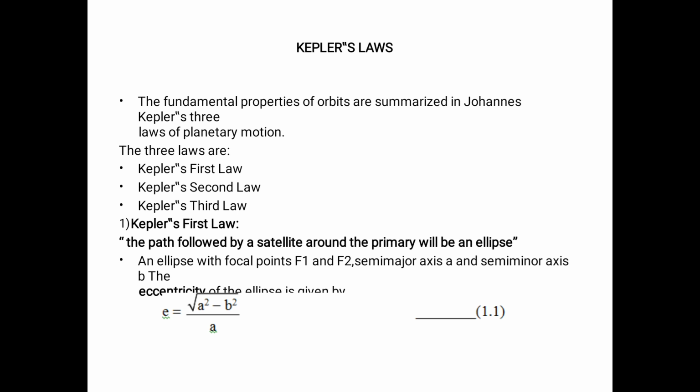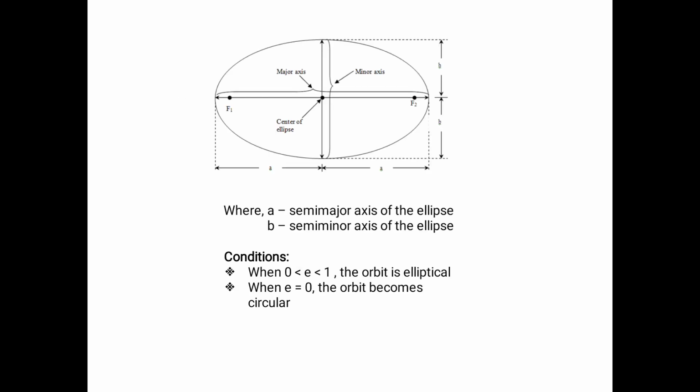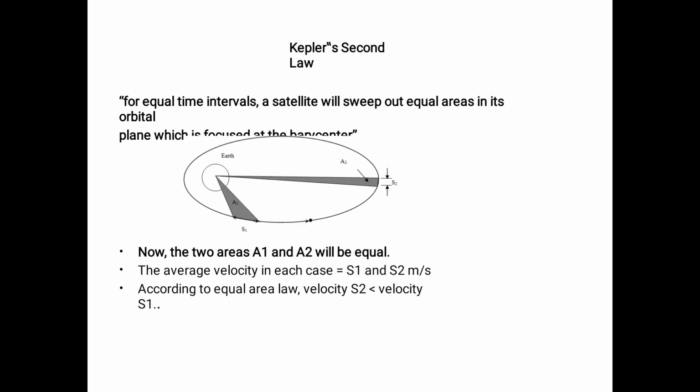Then the eccentricity of the ellipse is given by e equals the square root of a squared minus b squared, divided by a, where a is the semi-major axis of the ellipse and b is the semi-minor axis of the ellipse. You can see the diagram: when 0 is less than e is less than 1, the orbit is elliptical. When e is equal to 0, the orbit becomes circular.